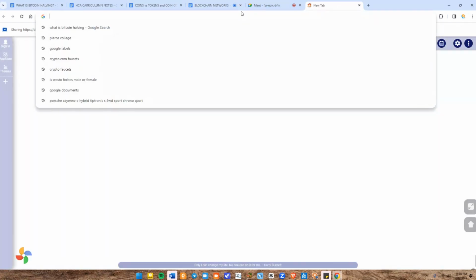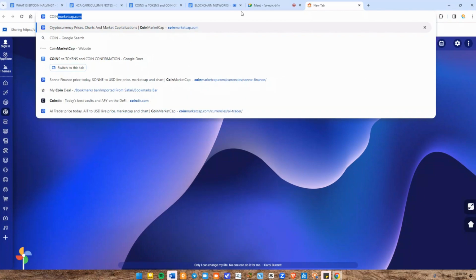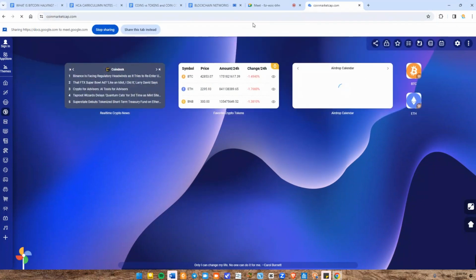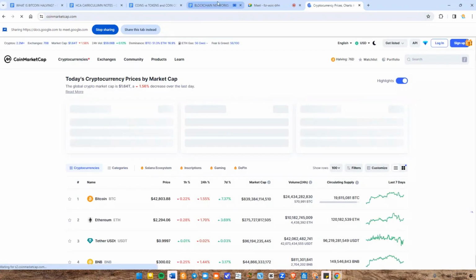When you go to CoinMarketCap, or let me just do this, CoinMarketCap. Let me share my screen here.